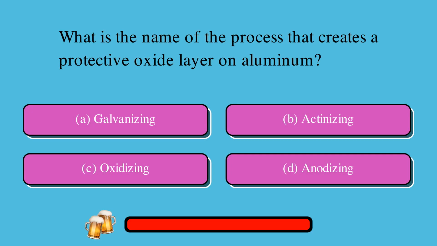What is the name of the process that creates a protective oxide layer on aluminum? Is it A, galvanizing, or B, actinizing, or C, oxidizing, or D, anodizing? The correct answer is D, anodizing.